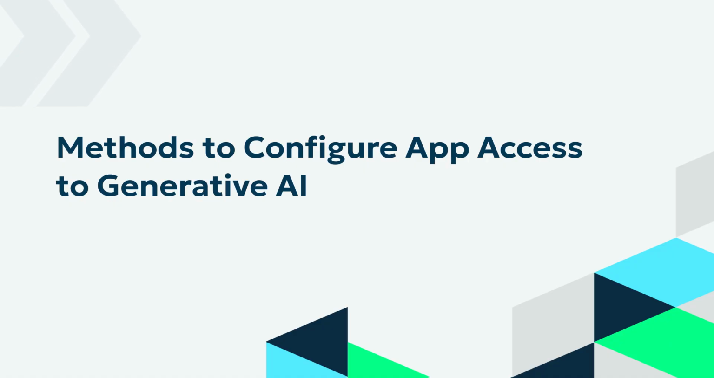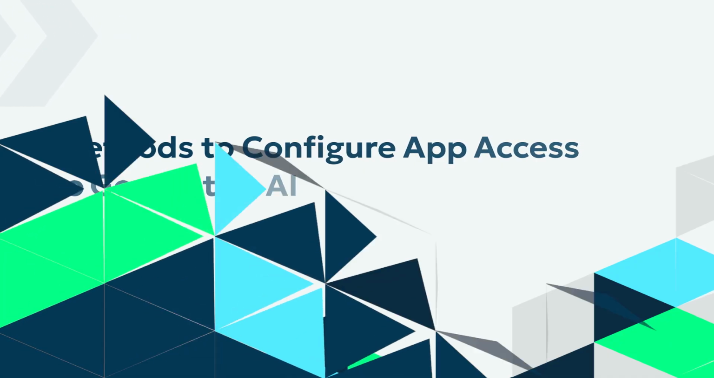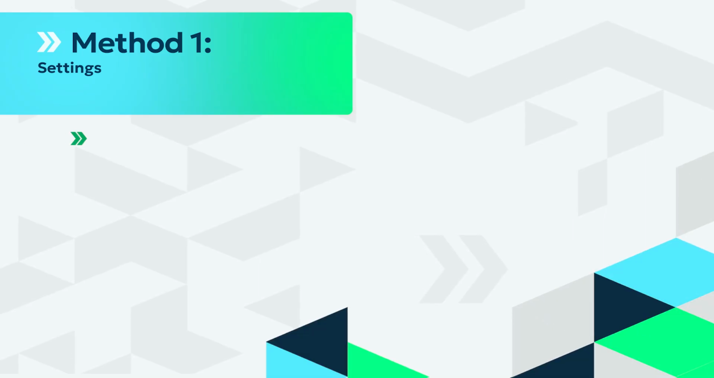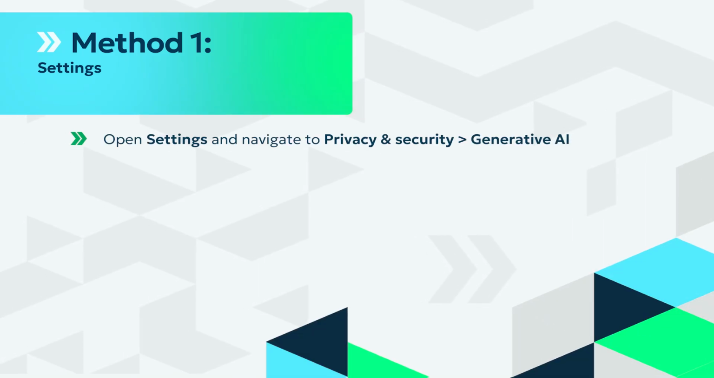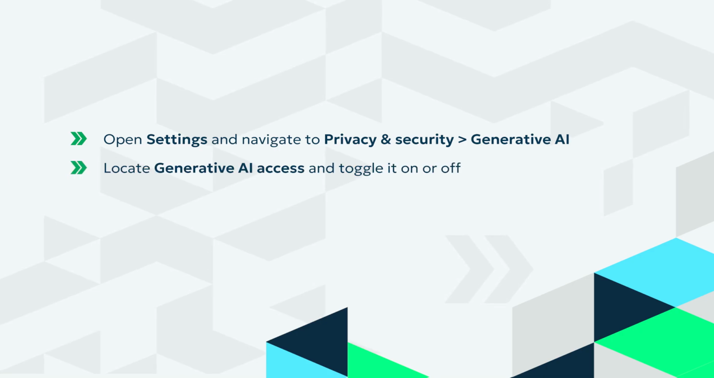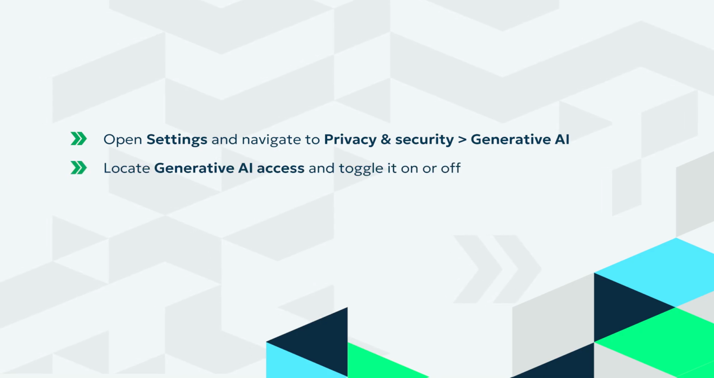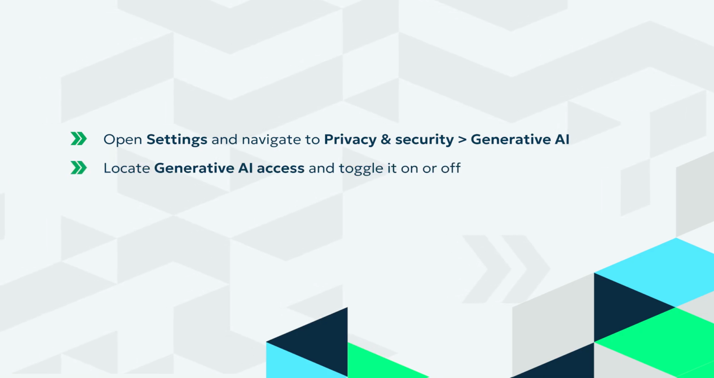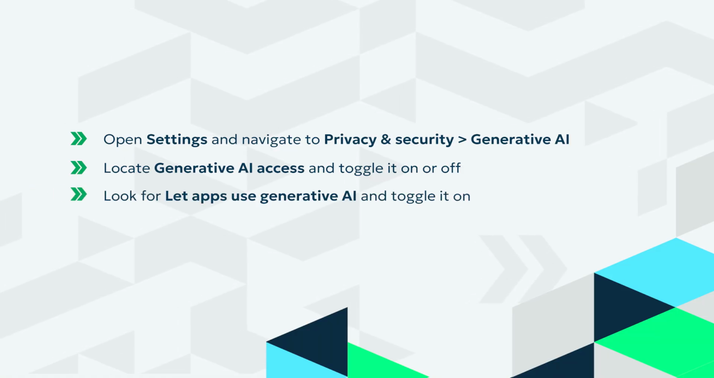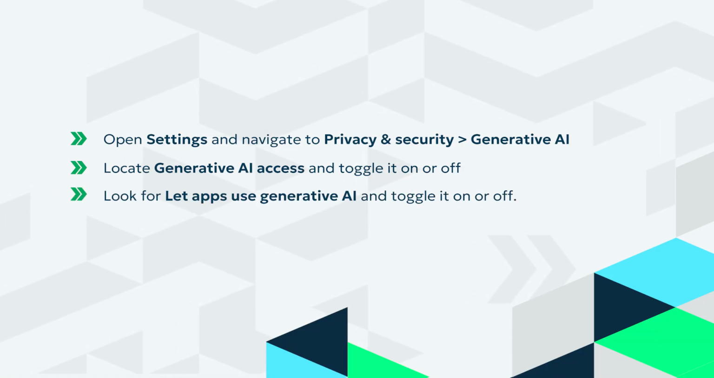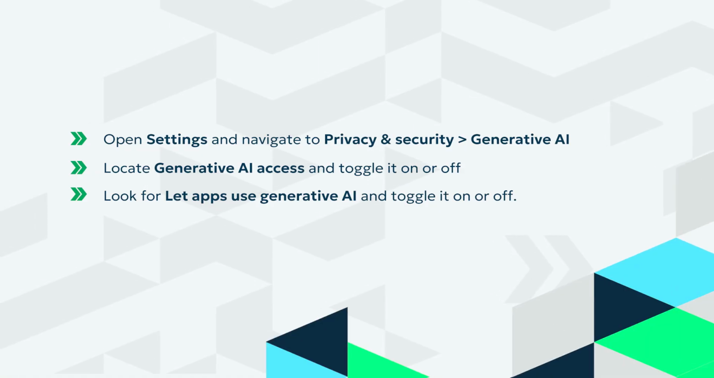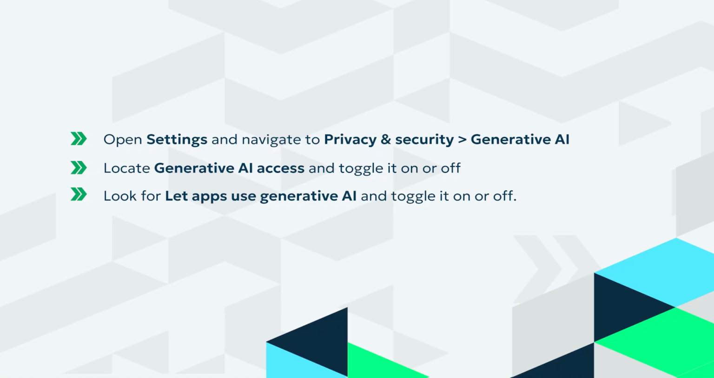Methods to configure app access to generative AI. The first and most accessible method is through Settings. Open Settings and navigate to Privacy and Security, Generative AI. To configure AI access for all users on a local machine, locate Generative AI access and toggle it on or off. Likewise, if you want to configure AI access per user, look for Let apps use generative AI and toggle it on or off.